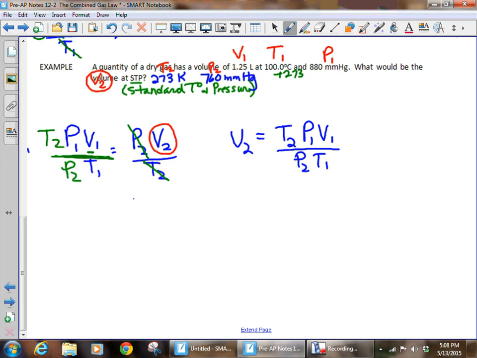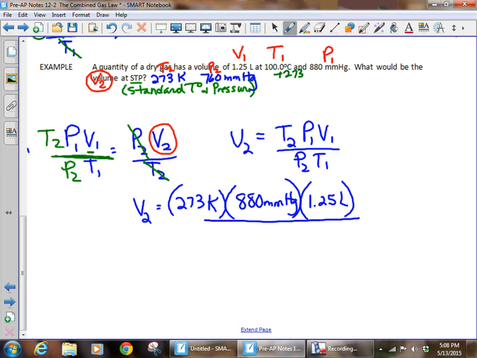Plug in, chug in the values. Got a little more room down here, so I'm just going to move down. T2 is our 273 kelvins. P1 is our 880 millimeters of mercury. V1 is our 1.25 liters. P2 is our 760 millimeters of mercury. And T1 is our 100 degrees Celsius, but I wrote that plus 273 beside it, so hopefully remembering that that's 373 kelvins.